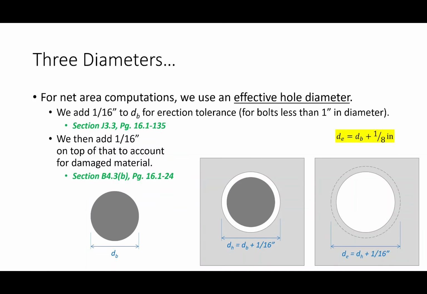And whenever we're calculating net area, what we do is we take the bolt diameter and we add an 1/8 of an inch to it to account for the hole diameter. And where do we get an 1/8 of an inch? Well, it's not really an 1/8 of an inch. We're adding a 1/16 twice. We're adding 1/16 for the actual physical dimensions of the hole. We're adding another 1/16 for that lip of damaged material around the edge of the connection. Does that make sense? Now, I'll say this is for standard size holes.